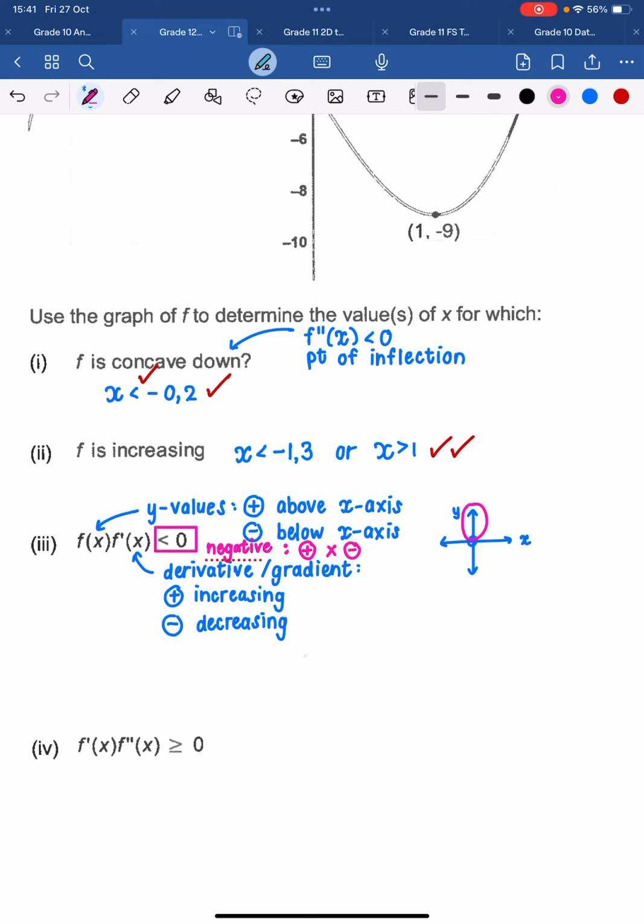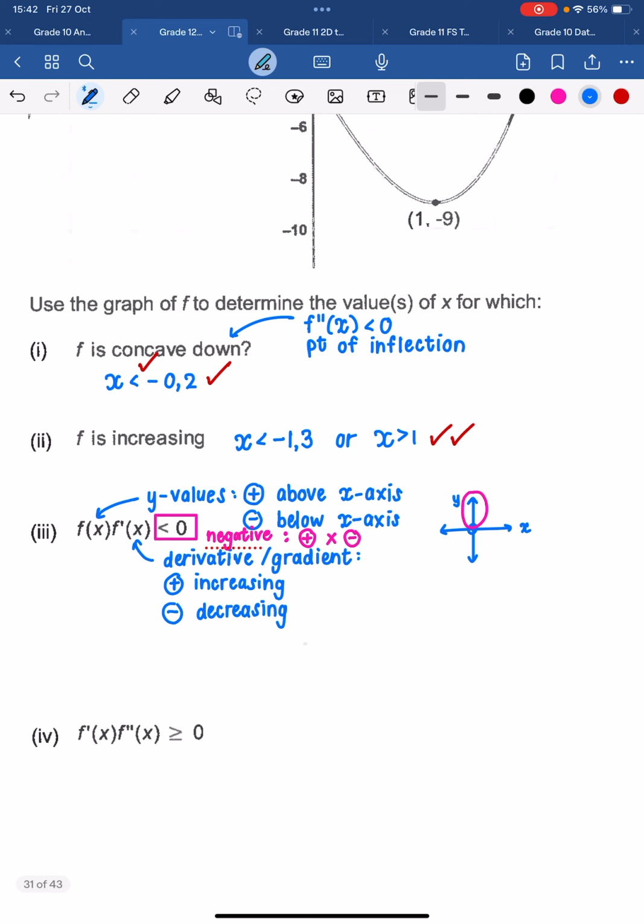So for the product to be negative, we either need to have a positive y value coupled with a decreasing graph, or we need to have a negative y value, so a graph below the x-axis, coupled with an increasing graph. So that's what we're going to look for, guys. We're going to look for the following combinations.